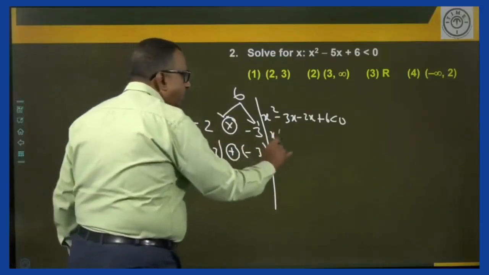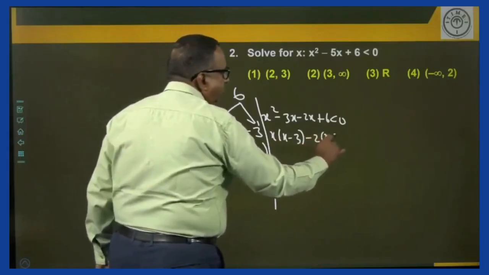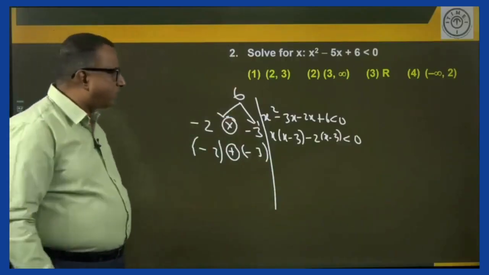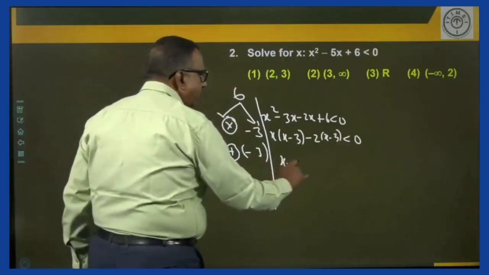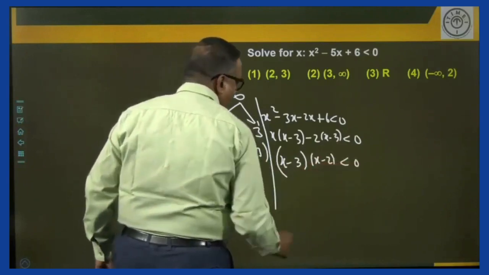So if you take x common, x into x minus 3 minus 2 into x minus 3 less than 0. From these two, you have x minus 3 common. So you can simply write x minus 3 into x minus 2 less than 0.